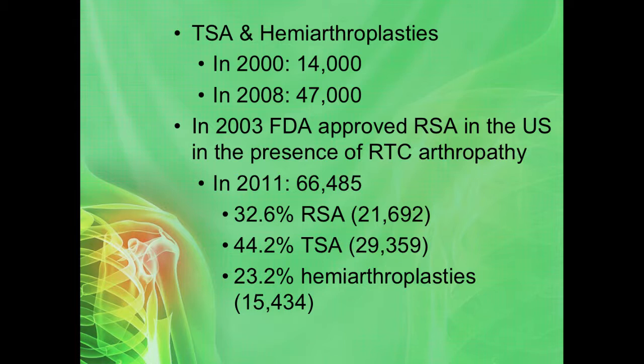Today, about 53,000 people in the United States have shoulder replacement surgery each year, and according to the Agency for Healthcare Research and Quality, this compares to more than 900,000 Americans a year who have knee and hip replacement surgery. So in 2011, this was just a study that looked at that there were 66,000 people who had one of these 3 procedures. 32% roughly had reverse total shoulders, 44% had a total shoulder arthroplasty, and 23% had hemiarthroplasties.